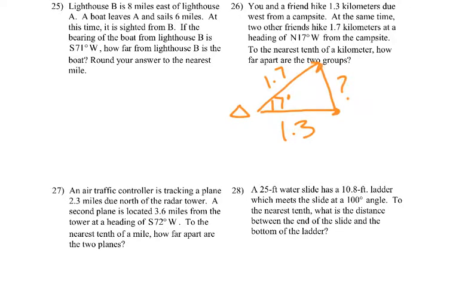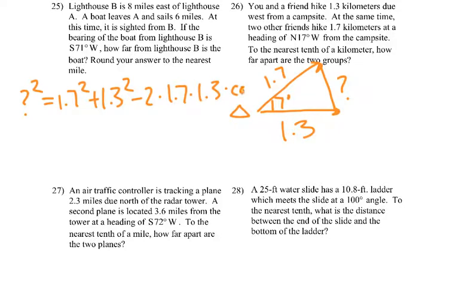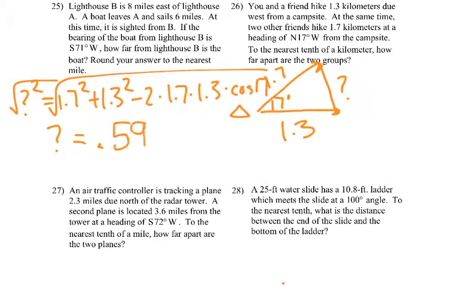So right here. Here's where the law of cosines would work. Okay? Because we'd go 1.7 squared plus 1.3 squared minus 2 times 1.7 times 1.3 times the cosine of 17 degrees. And we just take the square root of that, and so we just type it into our calculator. So square root of 1.7 squared plus 1.3 squared minus 2 times 1.7 times 1.3 times the cosine of 17 degrees. And we end up with 0.59. Okay, so about 0.6 kilometers.